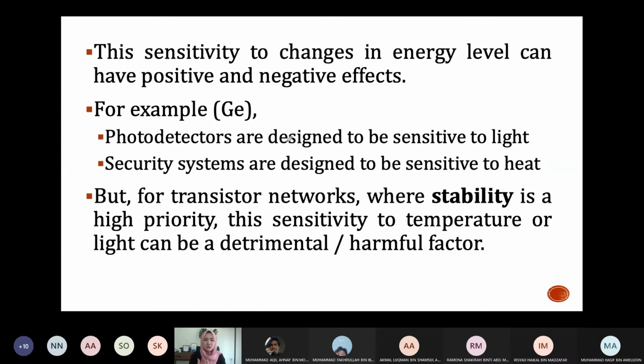Same as a security system. Security systems are designed to be sensitive to heat. So basically it depends on whether the application needs a high sensitivity or a low sensitivity. For these two examples, because they require high sensitivity, you can use germanium. But for transistor networks, for example, where stability is a priority instead of sensitivity, because sensitivity can be a harmful factor, you can use gallium arsenide.